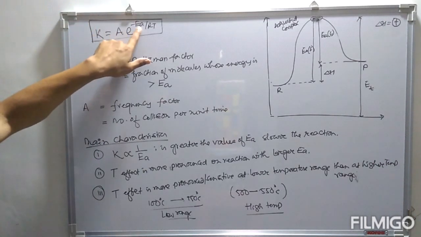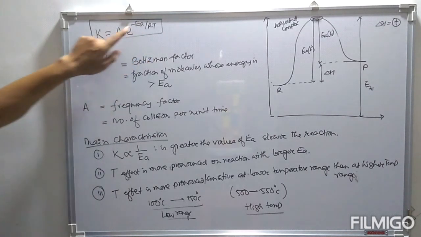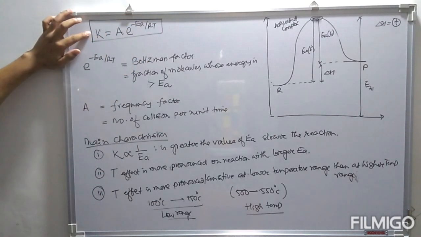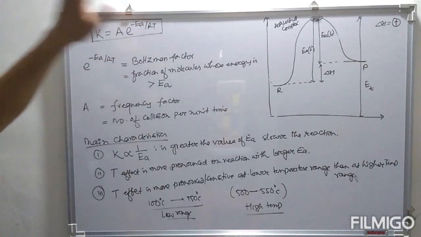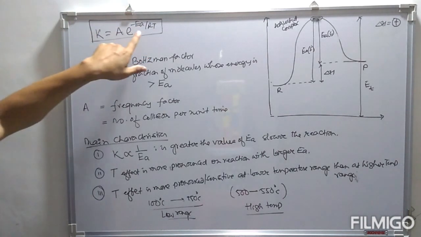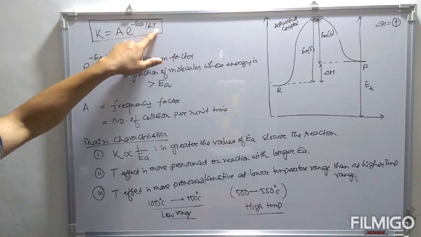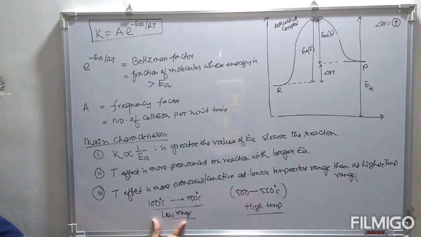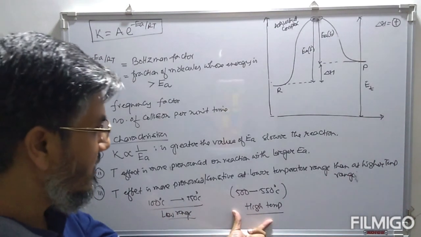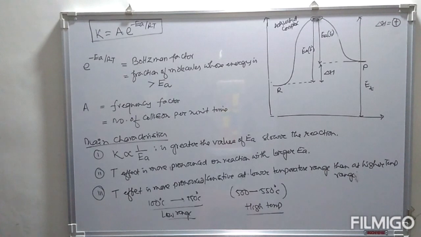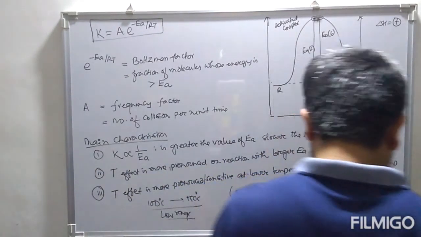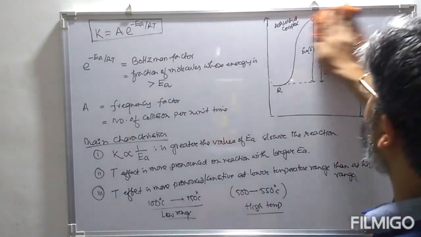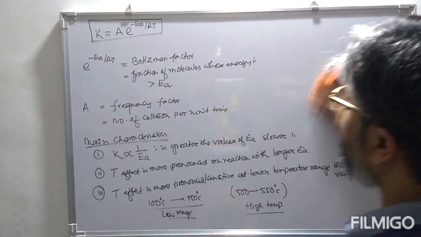Now, a reaction with a larger value of activation energy will have more sensitivity to temperature change than a reaction with a smaller value of activation energy. Also, this effect of temperature is more pronounced on a reaction at low temperature range than at high temperature range. So we have this main characteristic of the Arrhenius equation. So look at this. We'll just use this to find something.